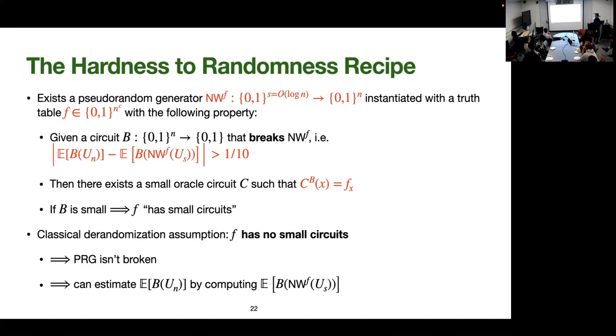And how does the surge implication work? Sorry, I'm missing something. Yeah, there's no small circuit that has this property. And what that means is the expectation of B under this distribution is always a pretty good estimate of the expectation of B under this distribution. For all small b. For all small b, exactly.